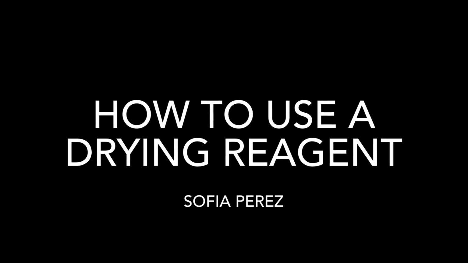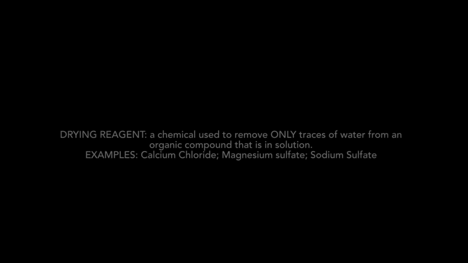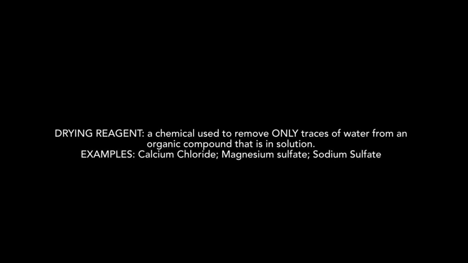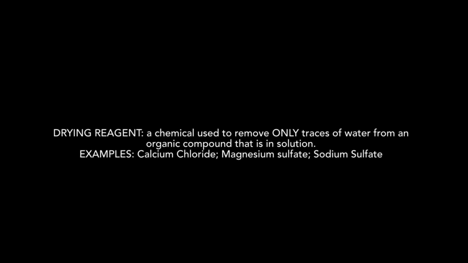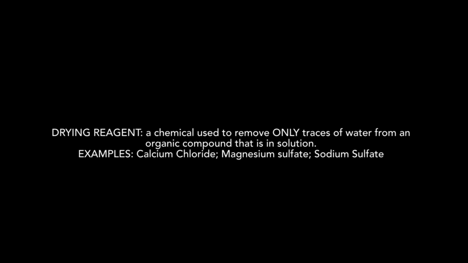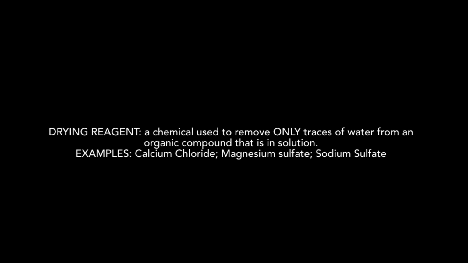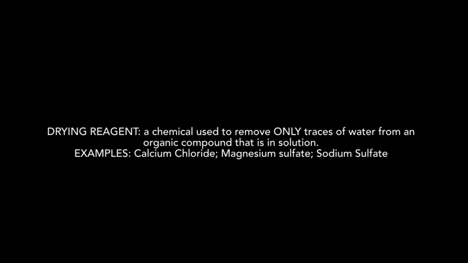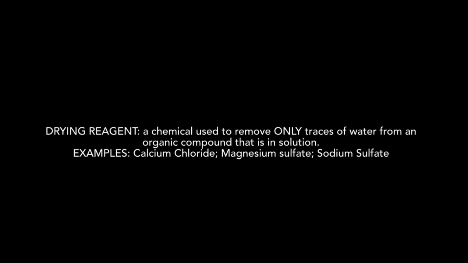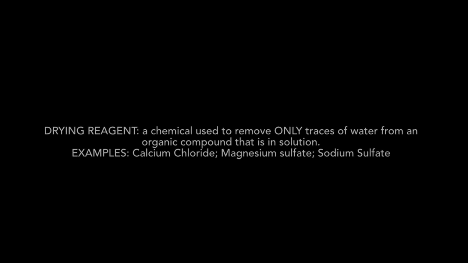How to use a drying reagent. Now, a drying reagent is a chemical used to remove only traces of water from an organic compound that is in a solution. Some common examples of drying reagents are calcium chloride, magnesium sulfate, and sodium sulfate.